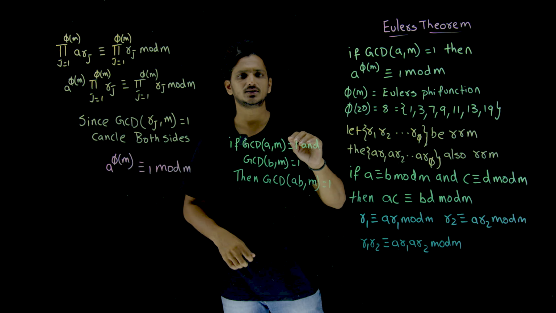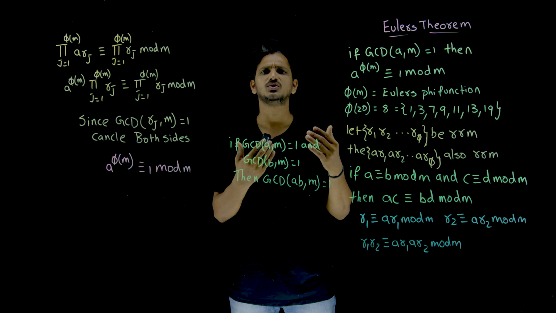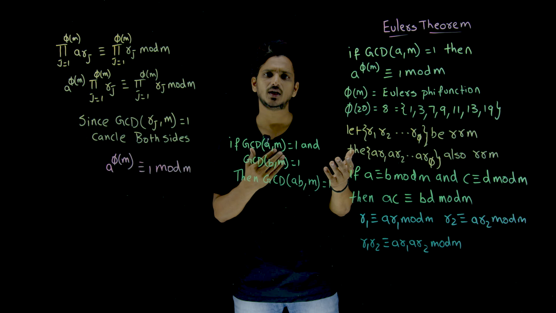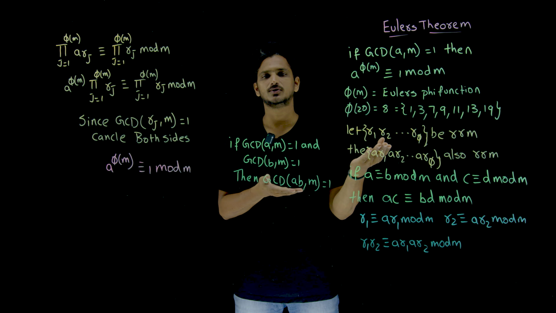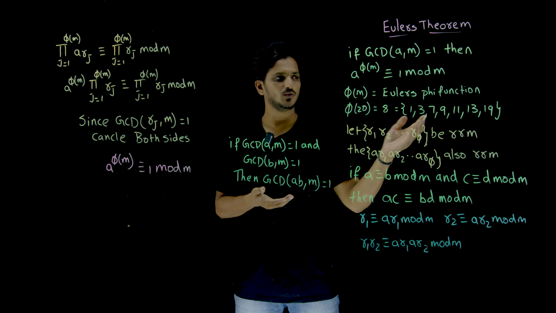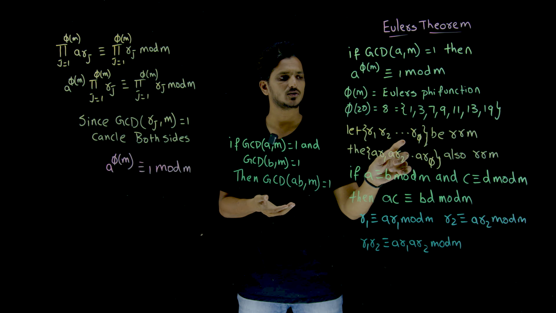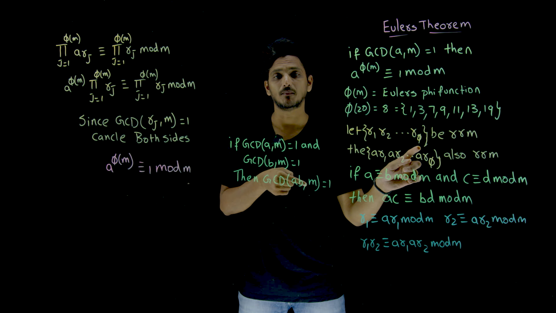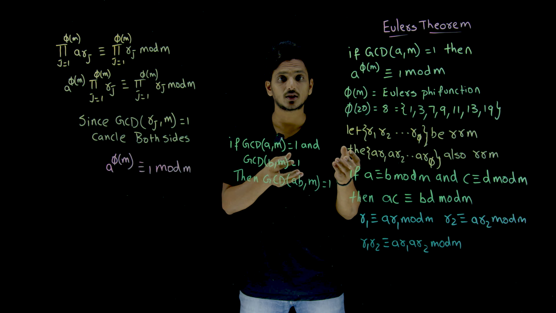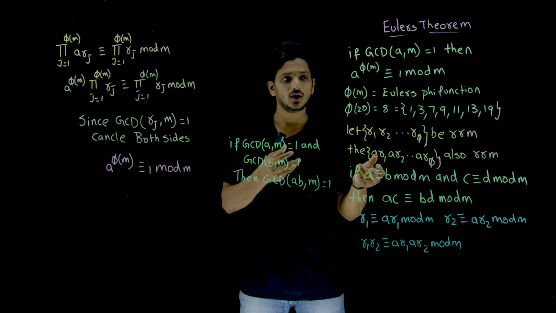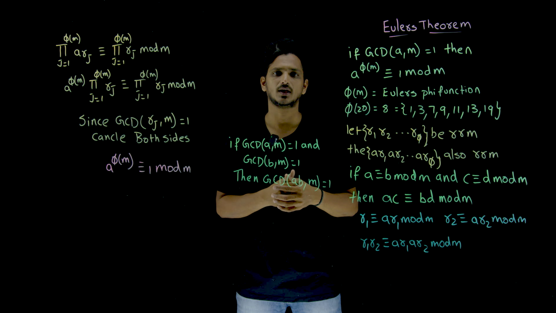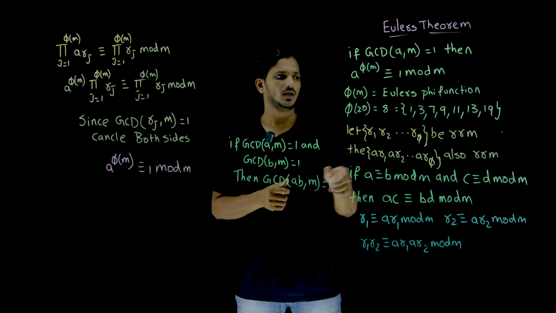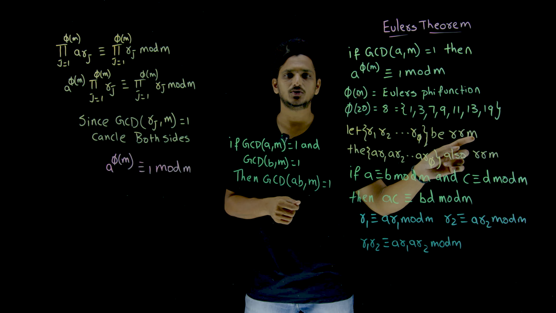In order to show this, see here, what is reduced residue modulo with respect to 20? 1, 3, 7, 9, 11, 13, 19. This is what reduced residue modulo means. We name it as R1, R2, so on, R phi of M. How many values are there in reduced residue modulo? Same as Euler's phi value. 8 values will be there. Let R1, R2, so on, R phi of M be a reduced residue modulo.